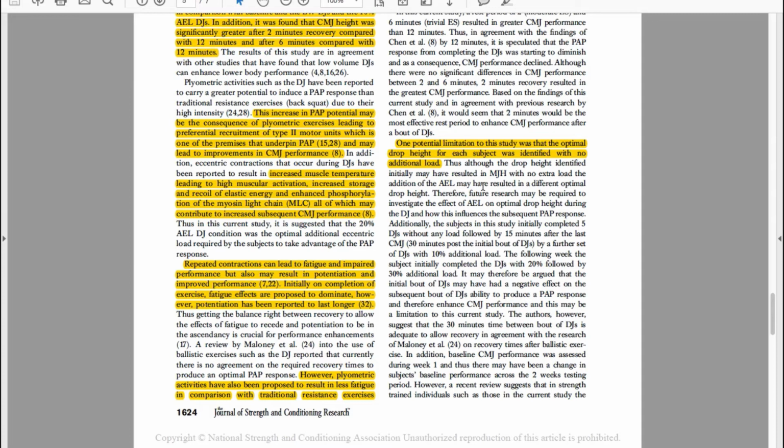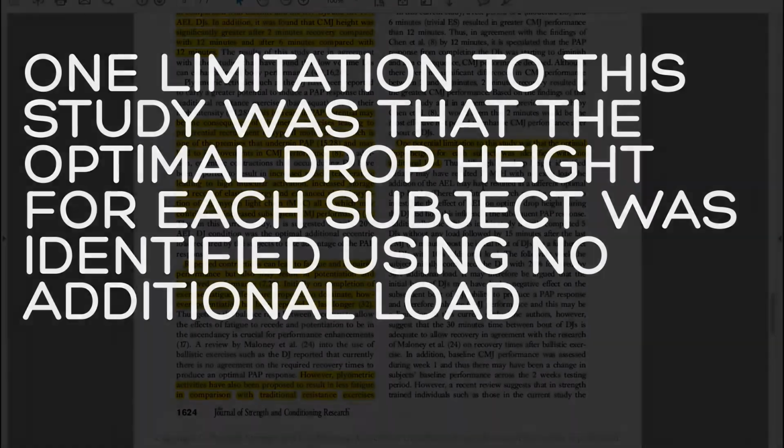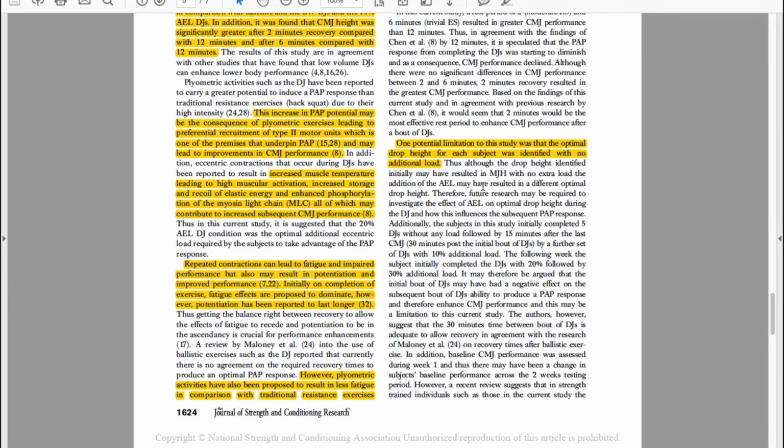This may make them better suited for inclusion in a warm-up designed to enhance performance in subsequent competitions such as the high jump. One potential limitation to this study was that the optimal drop height for each subject was initially identified with no additional load. Therefore, in future, investigators may wish to look at the effect that this additional load has on the optimal drop height for each athlete. In addition, the mechanisms which resulted in enhanced performance in the 20% AEL drop condition need to be further investigated.